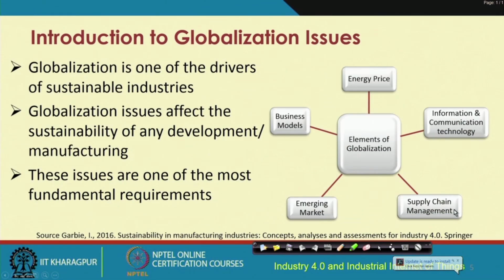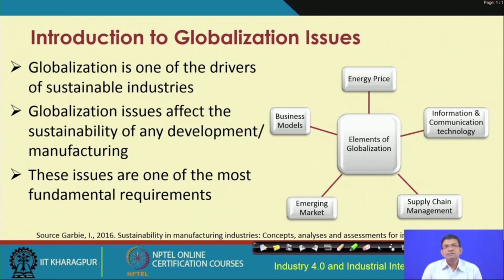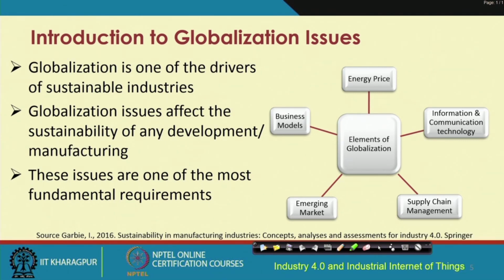This S over SD considers different issues, different parameters. Some of these parameters are linked to the issue of globalization, which is considered one of the important drivers of sustainable industries. Globalization issues affect the sustainability of any development or any manufacturing or any production system. These issues are one of the most fundamental requirements. As we can see in this figure in front of you, there are 5 different elements of globalization that are depicted.